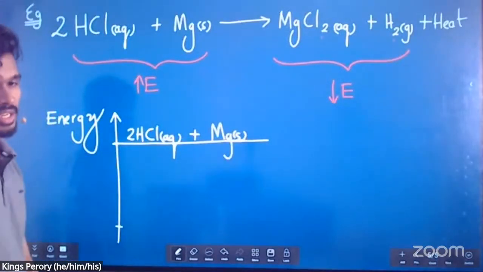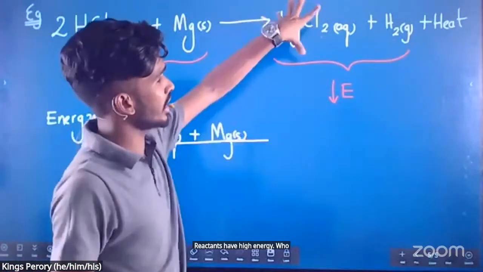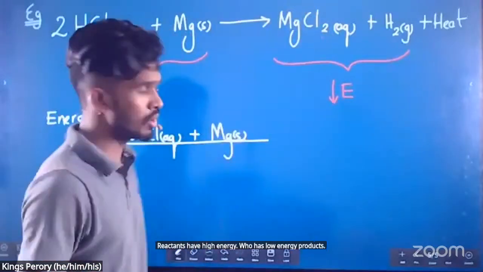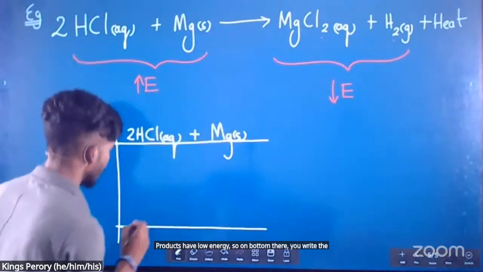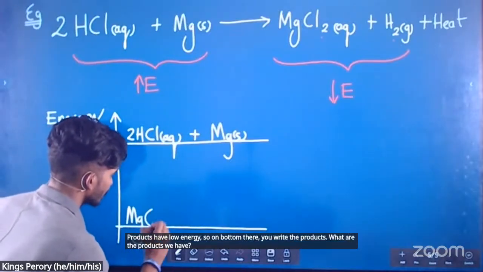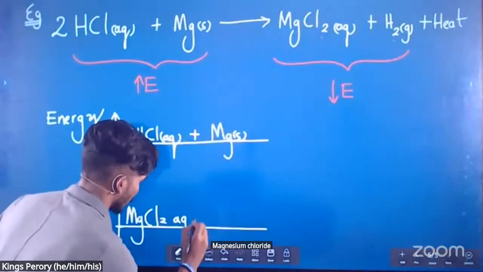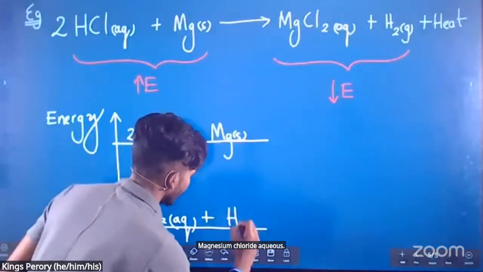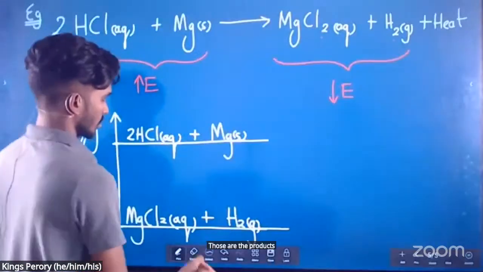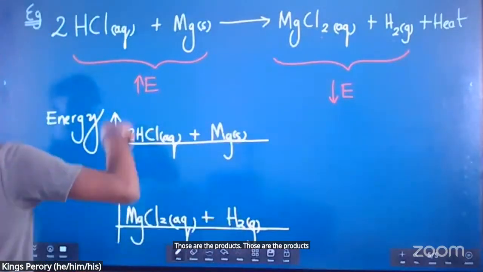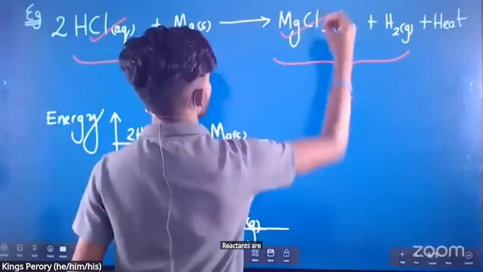Reactants have high energy. Who has low energy? Products. Products have low energy. So on the bottom, you write the products. What are the products we have? Magnesium chloride aqueous plus hydrogen gas. Those are the products. Reactants are written, products are written.